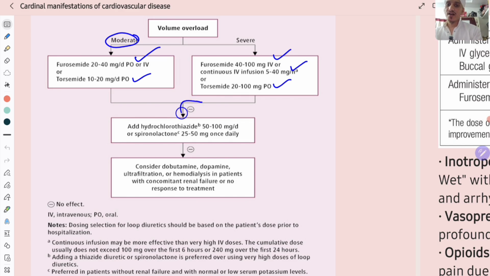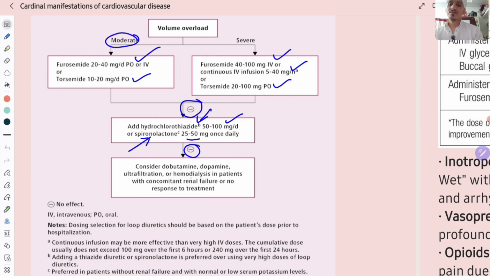Now, if after giving this you still have congestion, you can add thiazide diuretics or mineralocorticoid antagonists like spironolactone: 50 to 100 mg of hydrochlorothiazide and 25 to 50 mg of spironolactone. Adding a thiazide diuretic or spironolactone is preferred over using very high doses of loop diuretics. Spironolactone is preferred in patients without renal failure and with normal or low serum potassium levels.